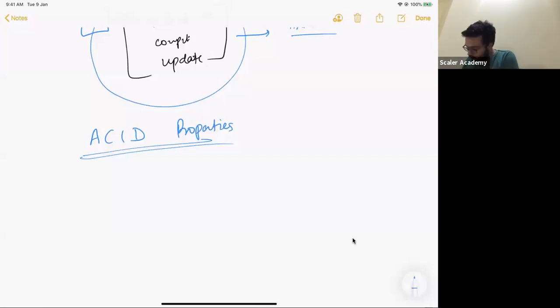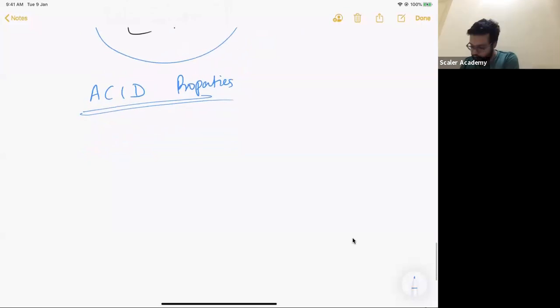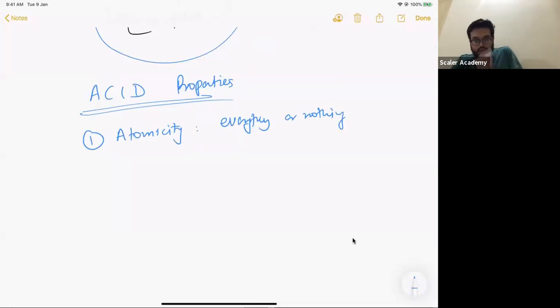Cool. So, ACID properties come with transactions in a relational database. The properties are as follows. First of all, I will tell you the property A. A basically means atomicity. What is meant by atomicity? Atomicity means everything or nothing. What does that mean? That means if you have defined a transaction, either everything will run or nothing will run. Does that make sense to you guys? Either everything will run or nothing will run.